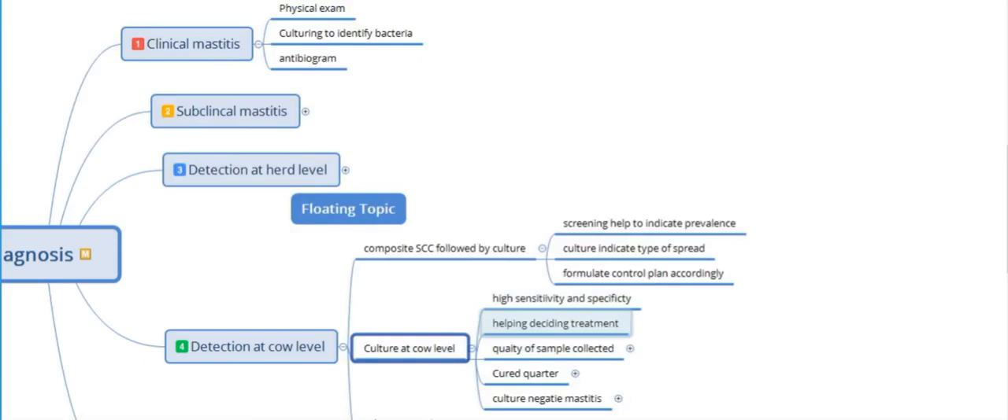However, it's not very practical if you have hundreds of cows in a farm. So generally what we do is that we do some indirect cow side test that I will be coming to shortly, and then you select the infected cow, select the appropriate quarter, and only those are cultured, and that can really help to decide on treatment. But again there are certain limitations, because the quality of your culture or the quality of your result will depend upon the quality of the sample collected.